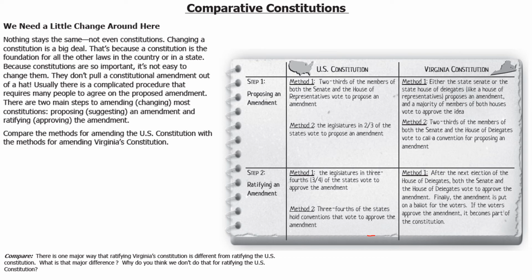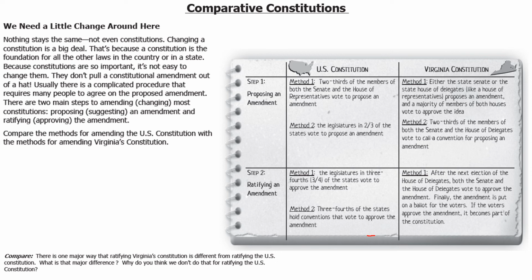We need a little change around here. Nothing stays the same, not even constitutions. Changing a constitution is a big deal. That's because a constitution is the foundation for all the other laws in the country or in the state. Because constitutions are so important, it's not easy to change them. They don't pull a constitutional amendment out of a hat. Usually there's a complicated procedure that requires many people to agree to the proposed amendment. There are two main steps to the changing of most constitutions: proposing or suggesting an amendment, and ratifying, approving the amendment.